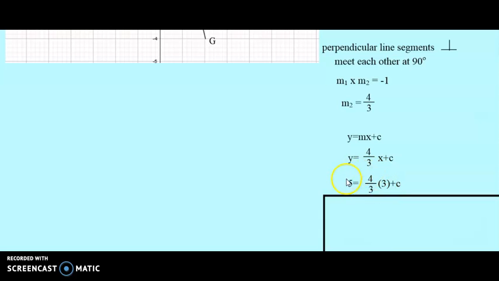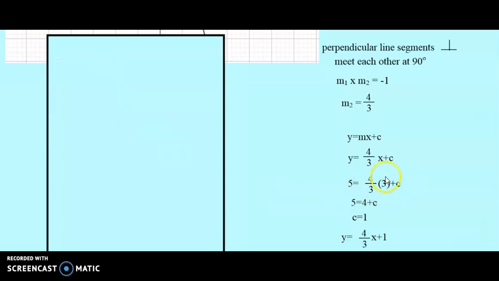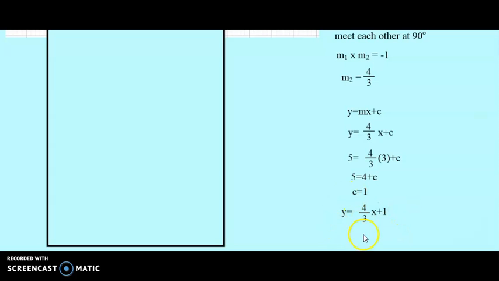3 is my x value and my y value is 5. Once this is done, I calculate: 3 will cancel out, and I'm left with 4. Subtract 4 on the left hand side, subtract 4 on the right hand side, C is equal to positive 1. That gives my equation of my straight line that is perpendicular to AB: y equals 4 over 3x plus 1.